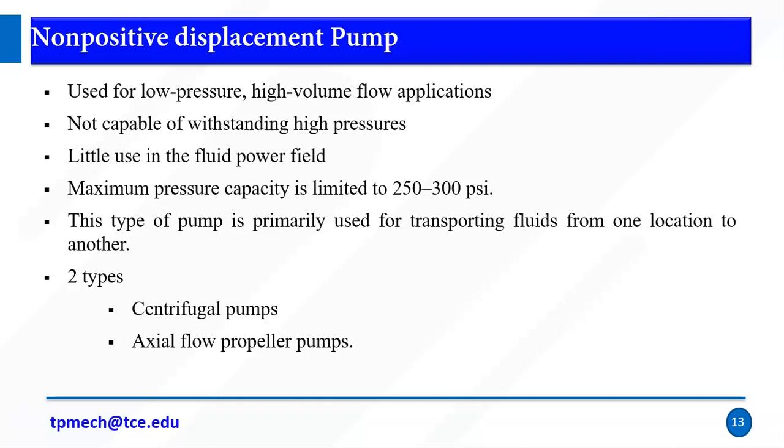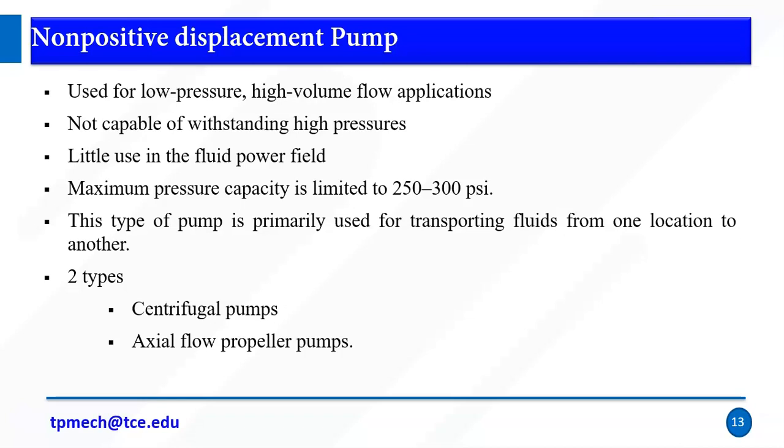The first one is the non-positive displacement pump. Generally, it is used for low pressure, high volume flow applications. It is not capable of withstanding high pressures. That's why it is little used in the fluid power field. Generally, we won't use a non-positive displacement pump because it is used only for low pressure, high volume flow applications. The maximum pressure is limited to 250 to 300 psi, so we cannot use more than 300 psi.